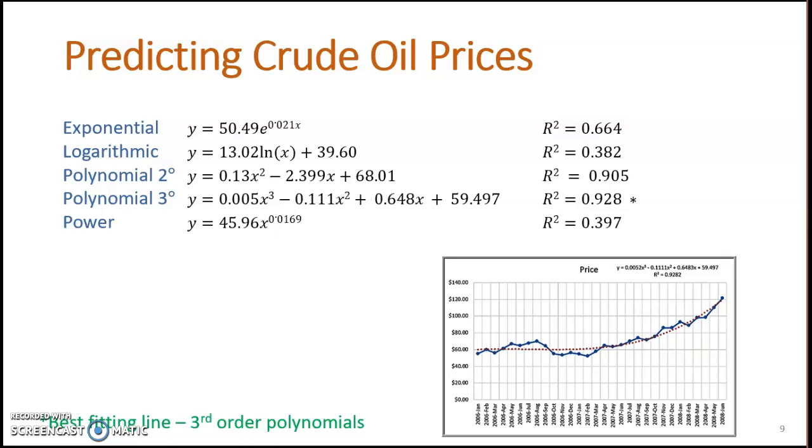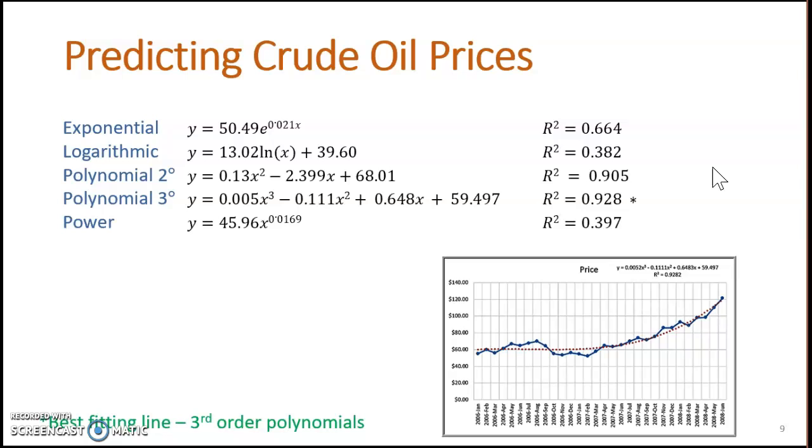is that the best fitting model is the third order polynomial. So this graph shows the fitting of the third order polynomial. And how do we know it is the best fitting? By looking at the value of r square. If it's an exponential function, r square is 0.664. Logarithmic, r square is 0.382.